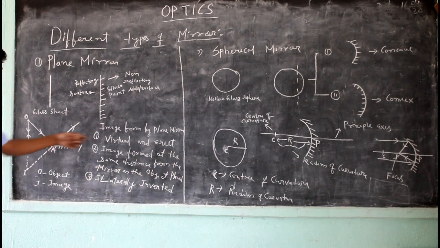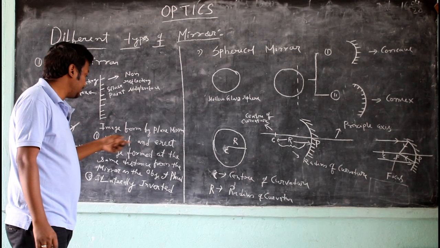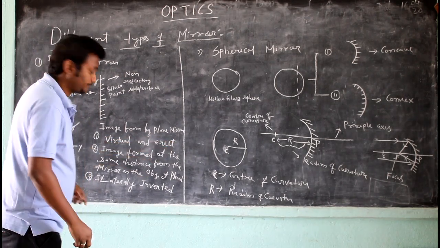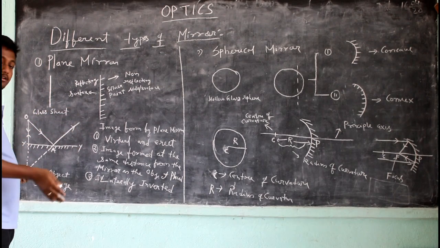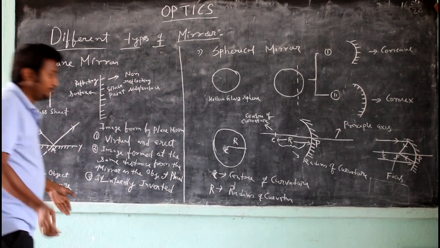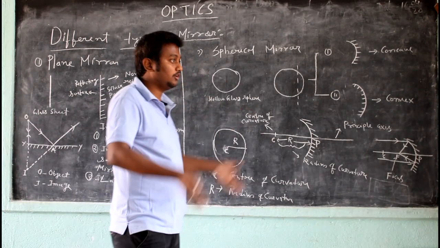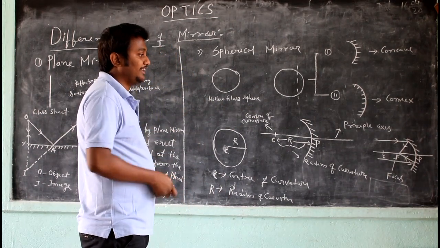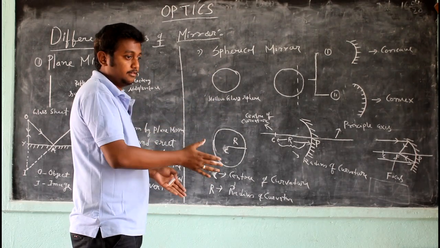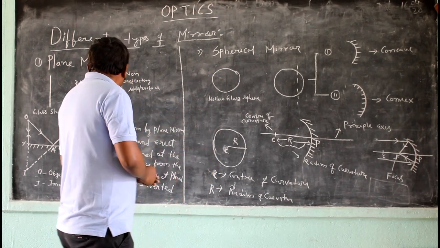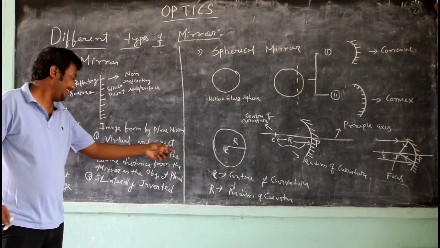Okay. So a plane mirror forms a virtual and erect image. Erect means it is straight. If you look in the mirror at your face or your body, you can see that it is exactly like you, straight, perpendicular. So this is called virtual and erect.